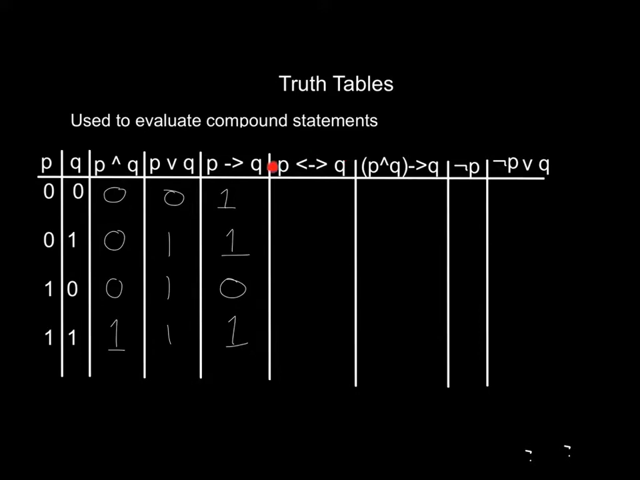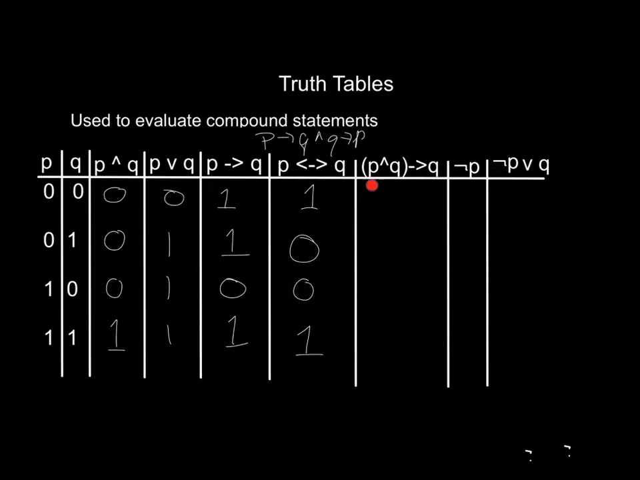So next we have P if and only if Q, which is the same thing as P implies Q and Q implies P. So you can break this up. You can do the truth table for P implies Q, you can do the truth table for Q implies P, and then add them together. But what you will see is essentially it's true when they have the same truth values. So when they're both 0 or when they're both 1, that's when it's true.